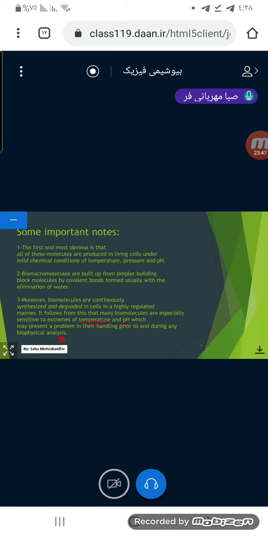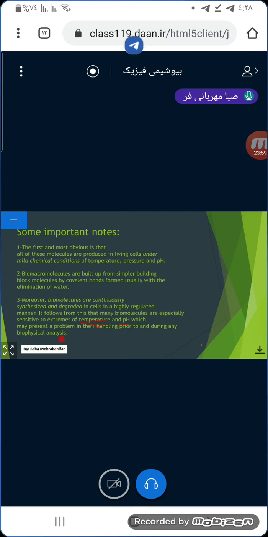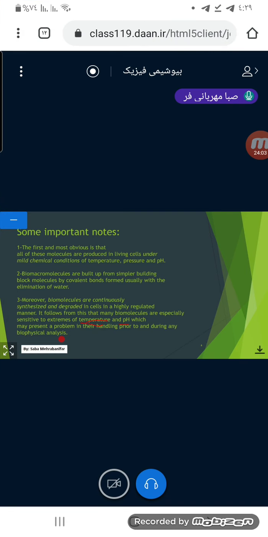When we want to analyze a biomolecule, we should take care of that molecule, because the molecule should not be denatured. Do you understand?